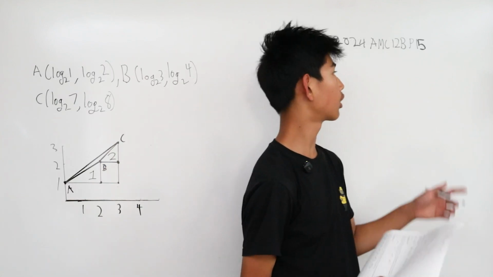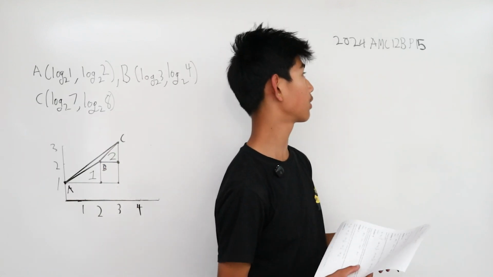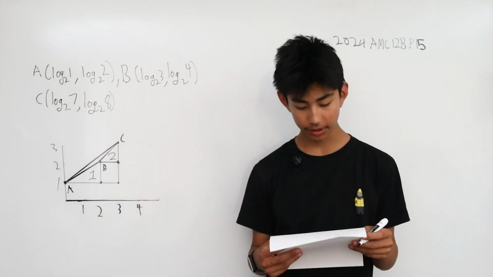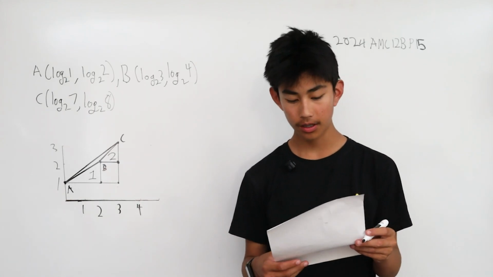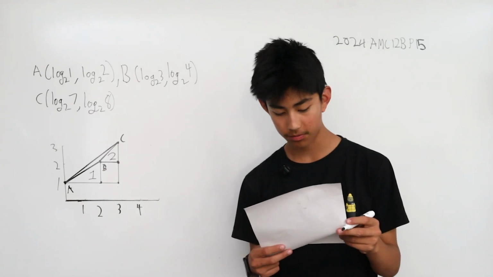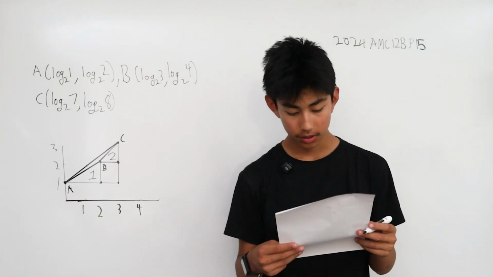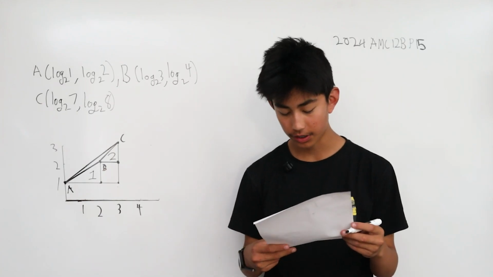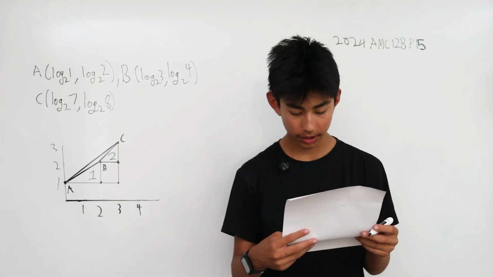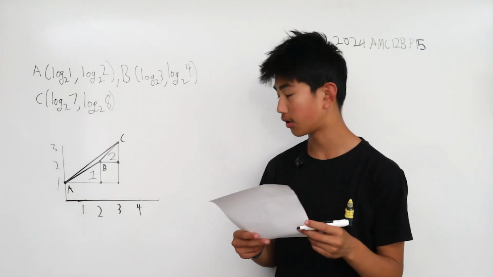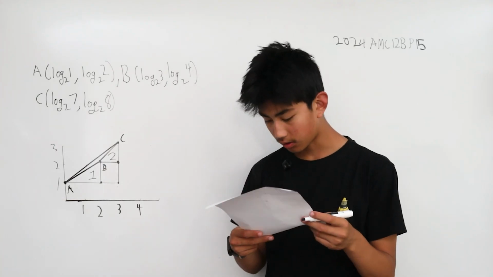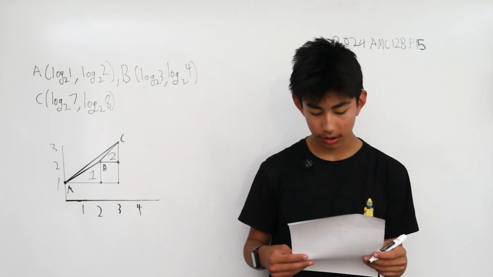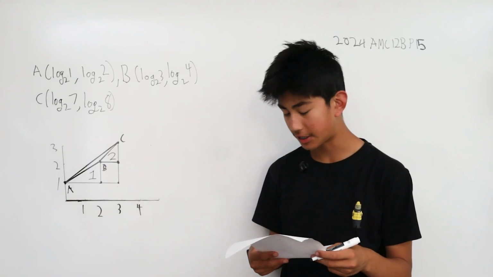We're solving problem 15 from the 2024 AMC 12B. A triangle in the coordinate plane has vertices A, log base 2 of 1, log base 2 of 2; B, log base 2 of 3, log base 2 of 4; and C, log base 2 of 7, log base 2 of 8. What is the area of the triangle ABC?